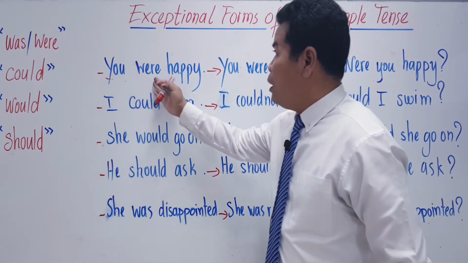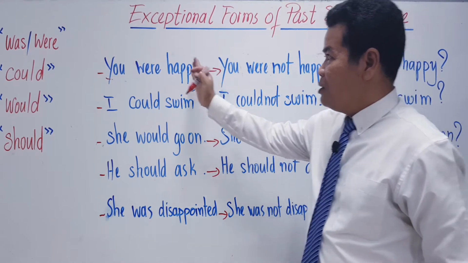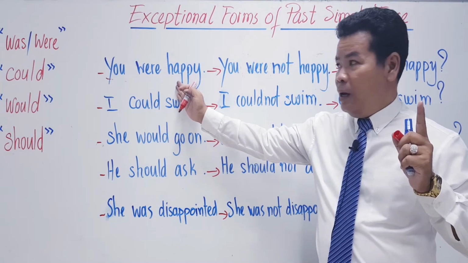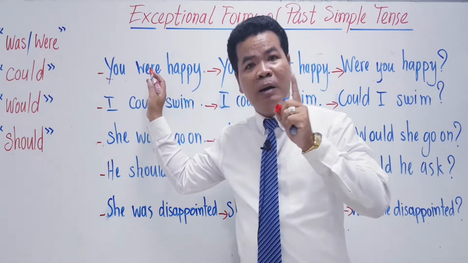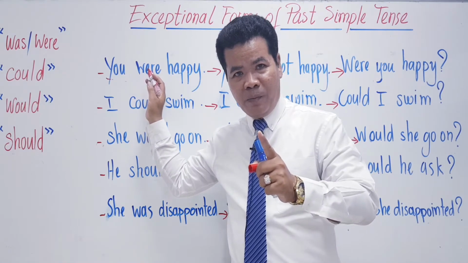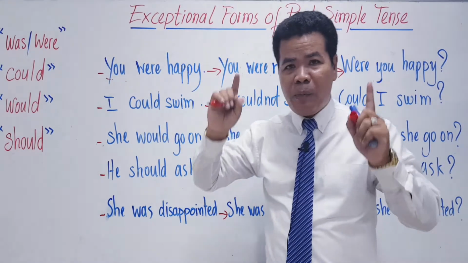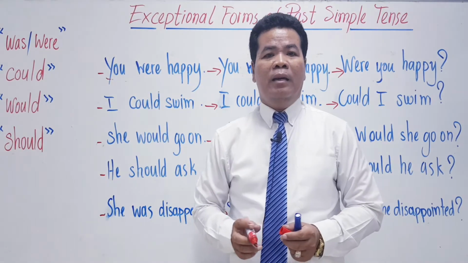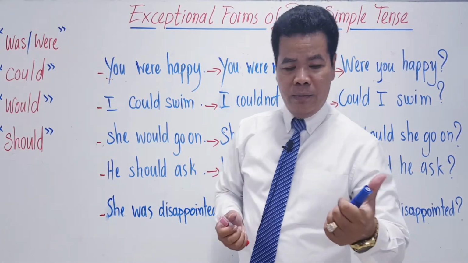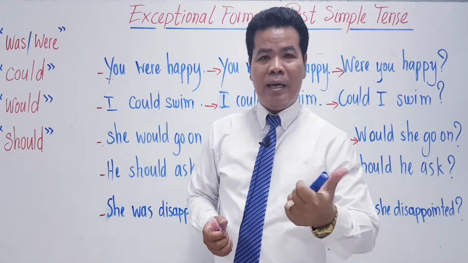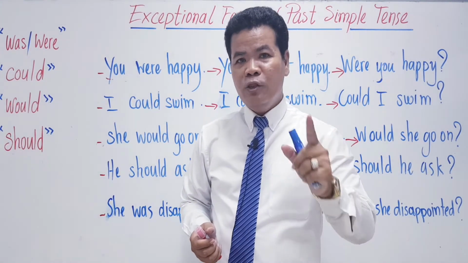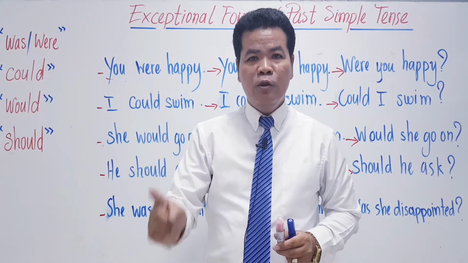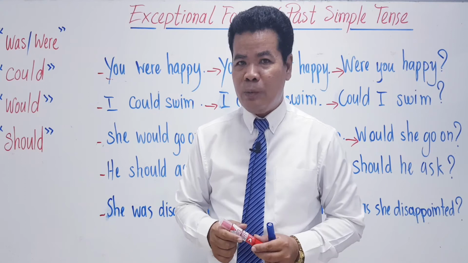You were happy. This is a sentence that is used in the past. Were is the part of verb to be. Okay? Was is also the part of verb to be, but it is used with a different subject. I, he, she, it, you use was. Okay? We, you, they use were as the part of verb to be.